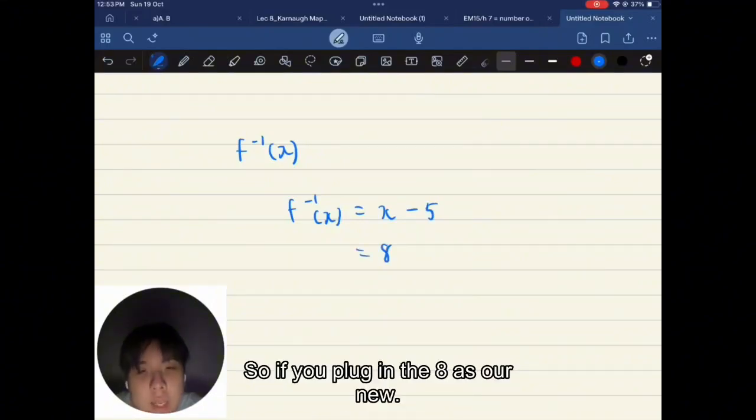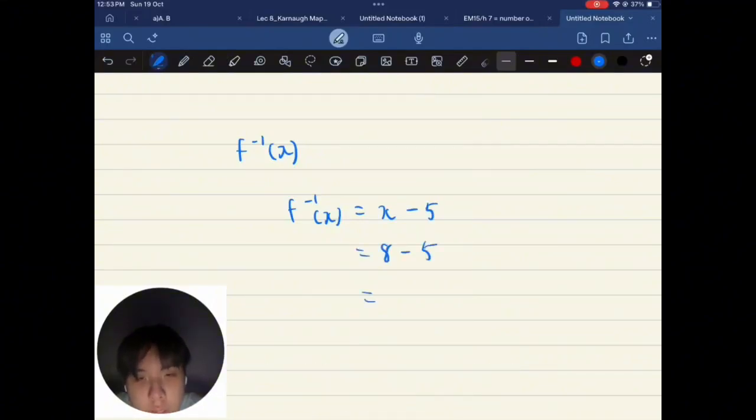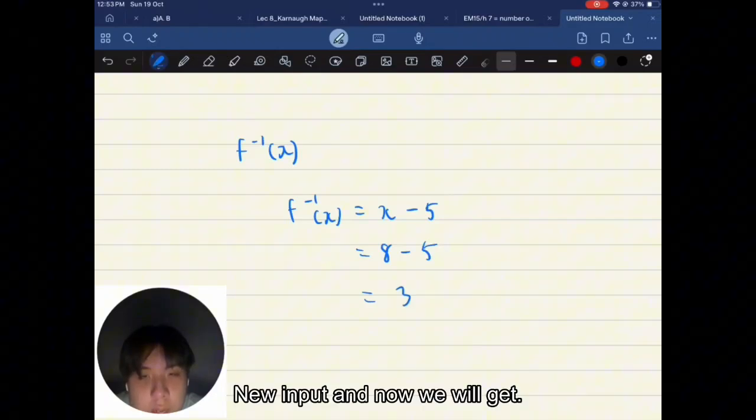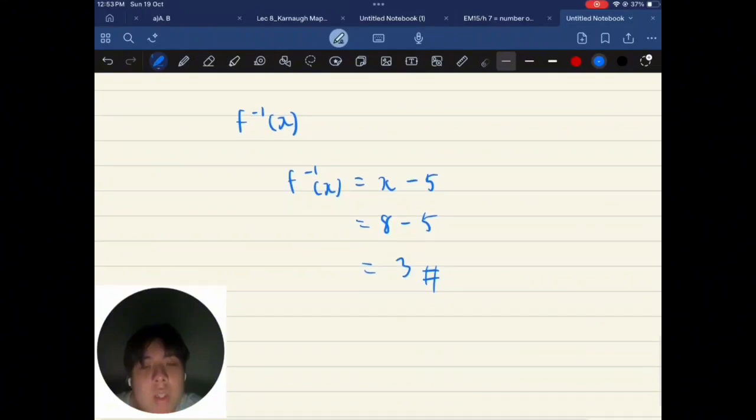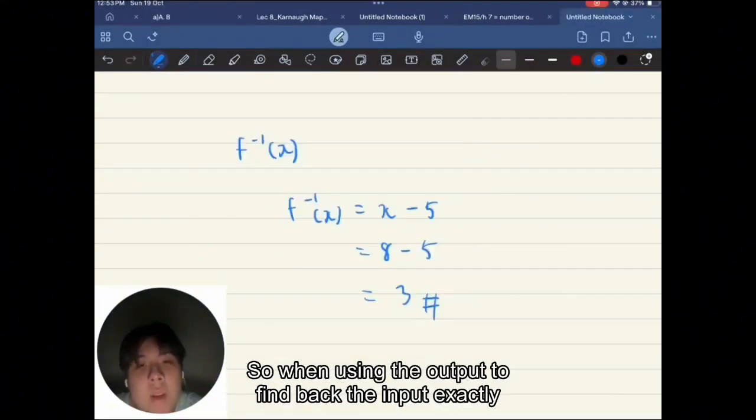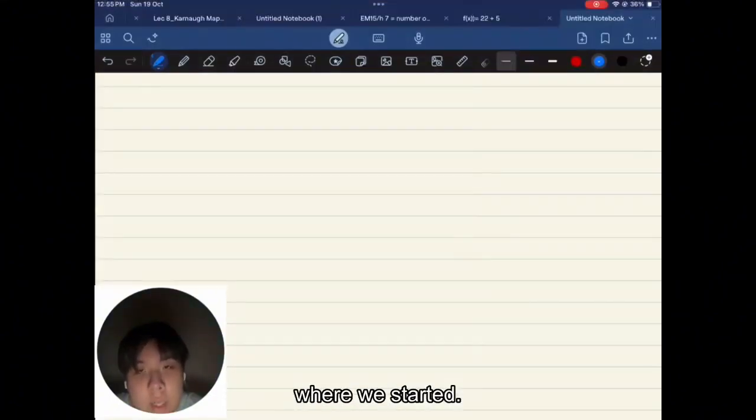So if we plug in the 8 as our new input, we will get 3 back, our original input. So we're using the output to find back the input, exactly where we started.